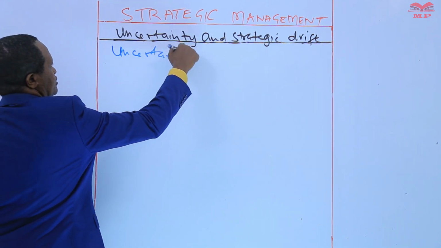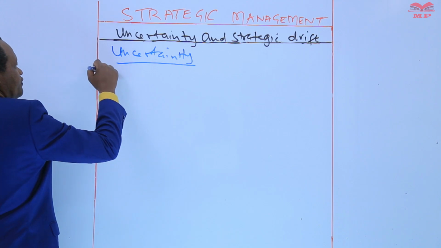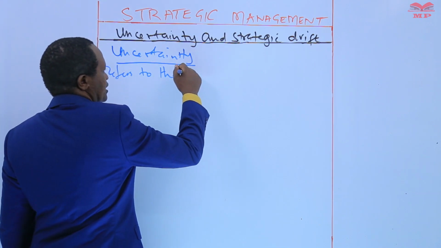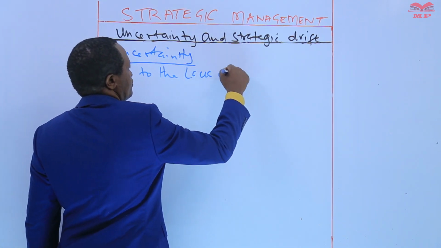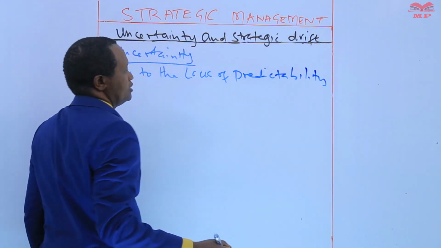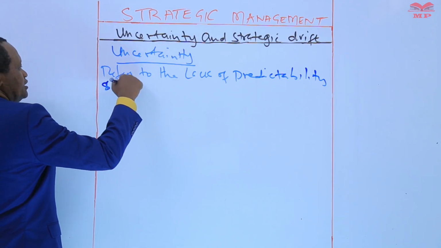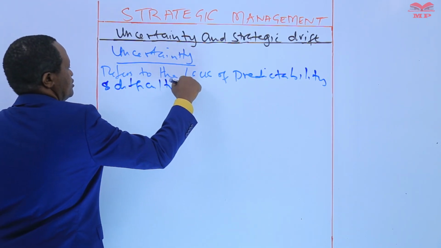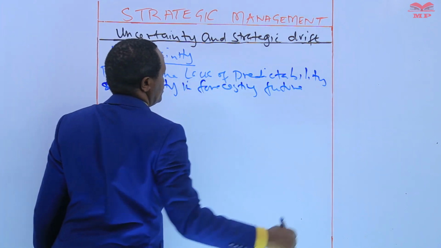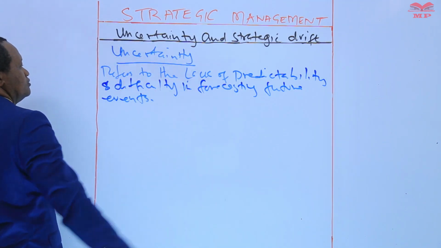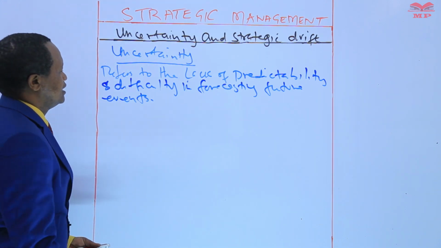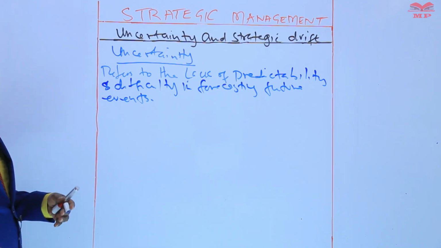Uncertainty refers to the lack of predictability and the difficulty in forecasting future events.